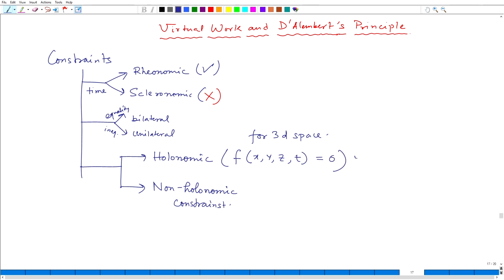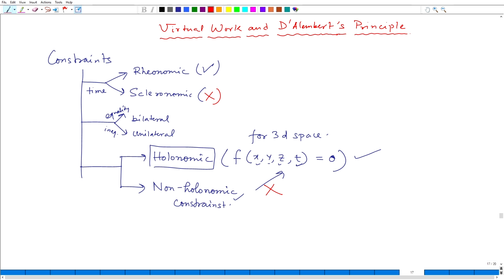That means it should be an algebraic or a trigonometric or exponential, but an integrable equation, involving the position coordinates, and at max the time explicitly can also come into the expression of a holonomic constraint. So, for non-holonomic constraint you cannot write like this. You cannot put it in this form. So, I say this is not possible.